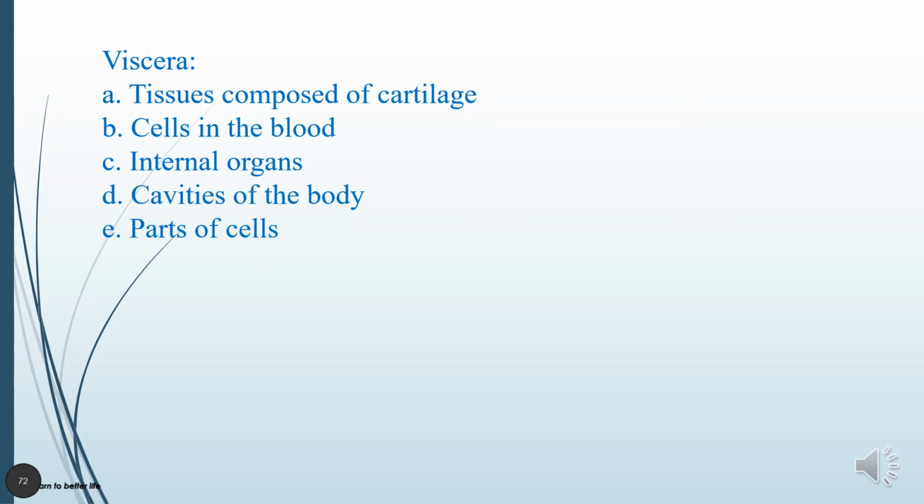Viscera is A. Tissues composed of cartilage. B. Cells in the blood. C. Internal organs. D. Cavities of the body. E. Parts of cells. The answer is C. Internal organs.